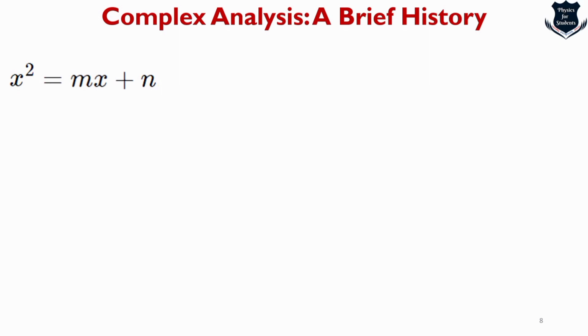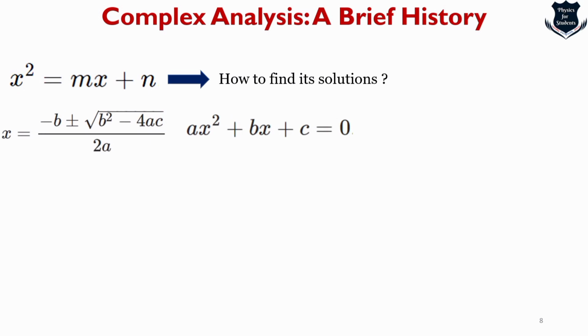Now let us consider a quadratic equation, something of this form: x squared equals mx plus n. From elementary school we have learned how to find its solution, that is, all the values of x that satisfy the equation, in the form x equals minus b plus or minus the square root of b squared minus 4ac, all over 2a, for the general equation ax squared plus bx plus c.